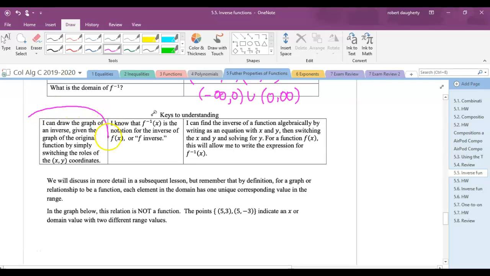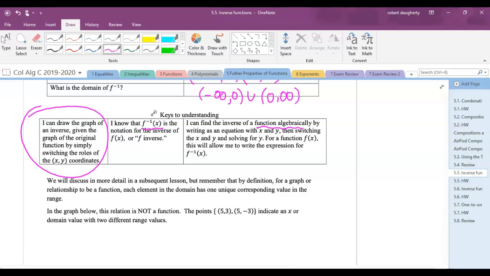So what we've done so far, if I give you a graph, you should be able to graphically give me its inverse. You use this notation, that superscript -1. That means inverse. In order to algebraically find the inverse, remember we just switch x and y, and then solve for y.